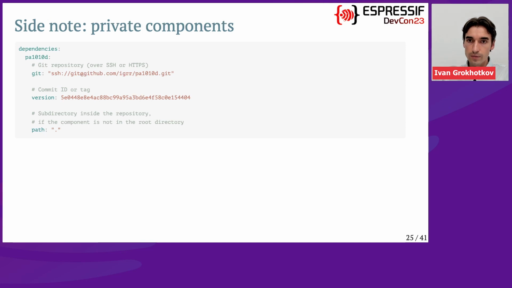This allows you to add dependencies on components that are only available, for example, within your company. And this way you can build a library of shared components within your team without publishing them to anyone outside. Note that even though some components in your project would be private, you can still combine them with other components from the component registry.